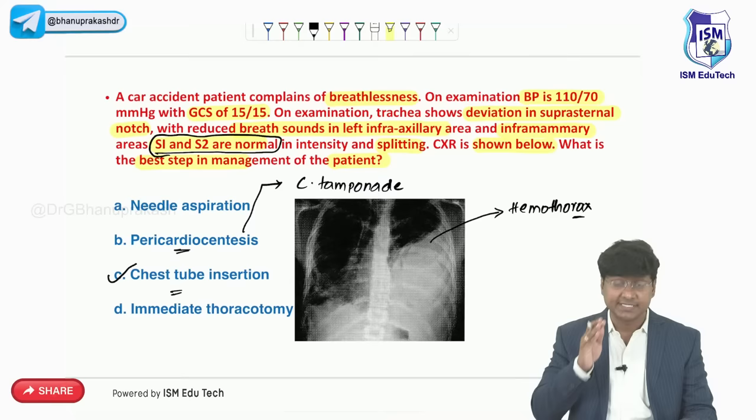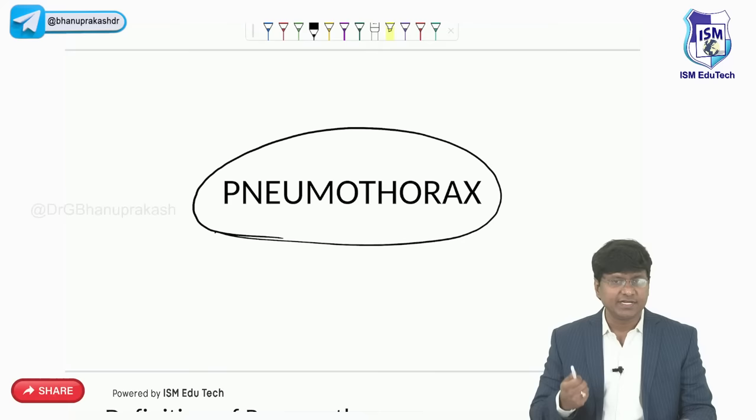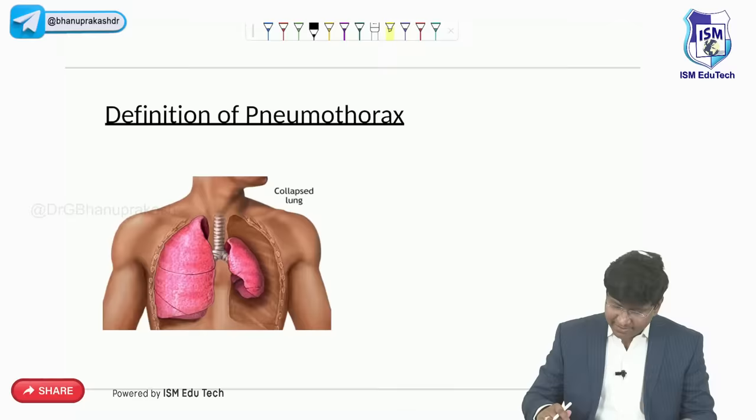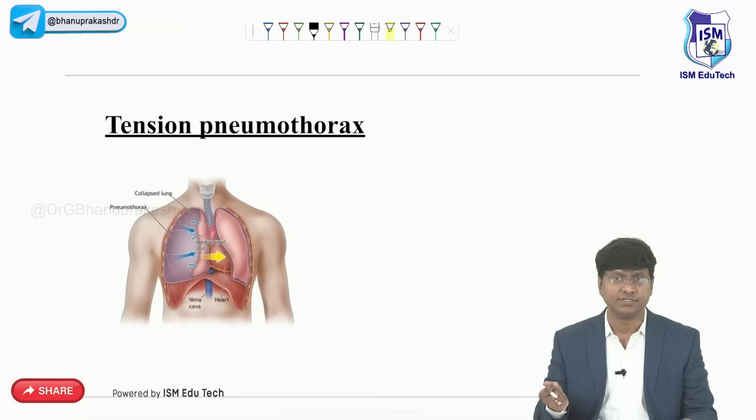Okay. Next important pleural disorder, which is very, very important, is pneumothorax. And what is the hallmark of pneumothorax? The hallmark of pneumothorax is the collapsed lung. But very important you need to know in pneumothorax is tension pneumothorax, which is an important medical emergency. This tension pneumothorax can occur in the setting of penetrating trauma, a lung infection, cardiopulmonary resuscitation, or even secondary to barotrauma, right?